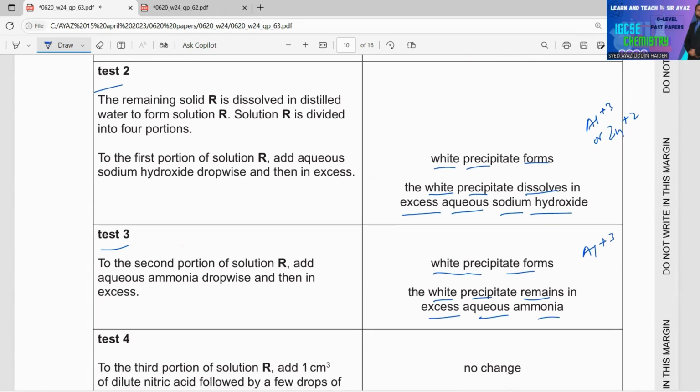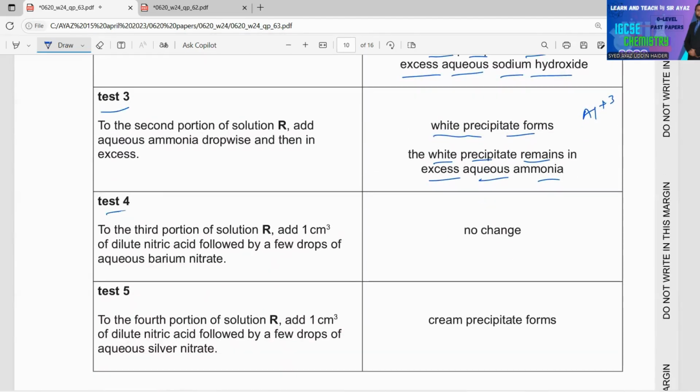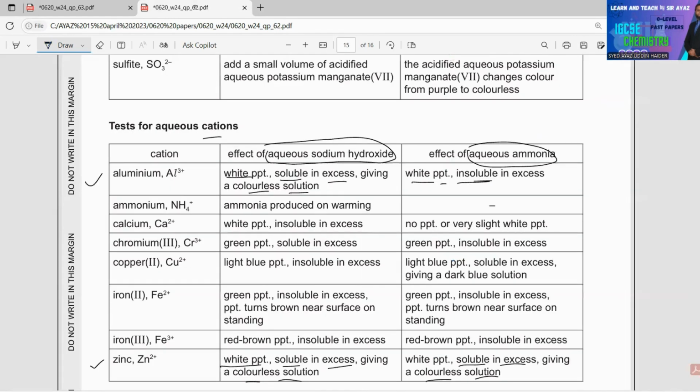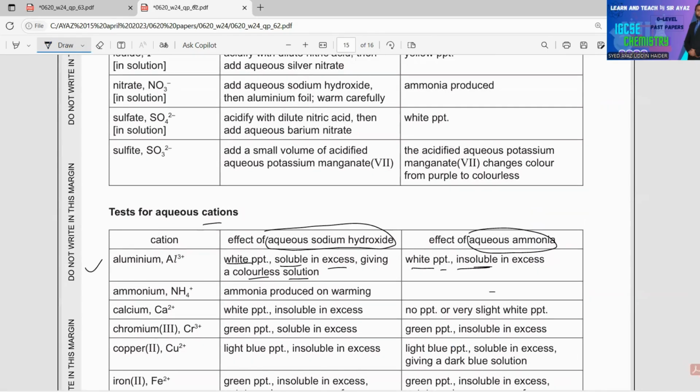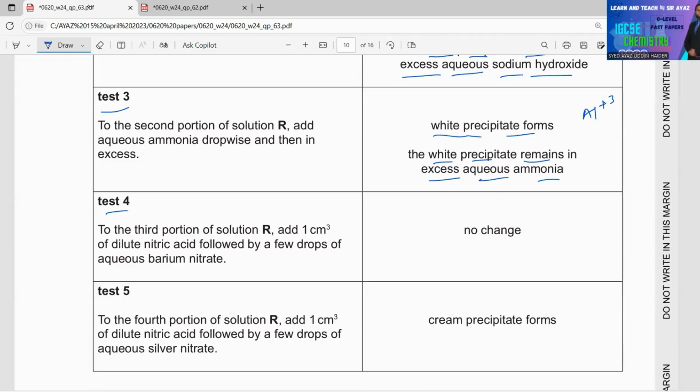Moving to next test, which is test 4. To the third portion of solution R, add 1 cm3 of dilute nitric acid, followed by a few drops of aqueous barium nitrate. No change. This is a test for the anion, and barium nitrate is used to test the presence of sulfate ion. Barium nitrate is used after adding dilute nitric acid, and it should give white precipitate if sulfate ion is there. As there is no change in this case, SO4 2- is absent.